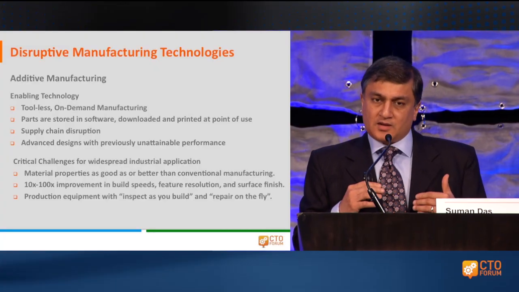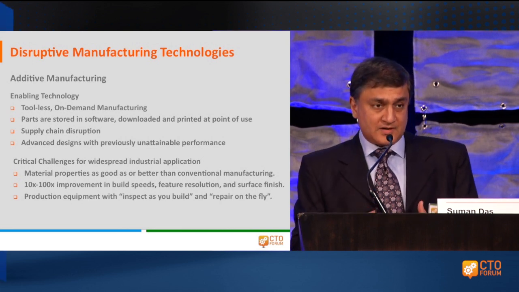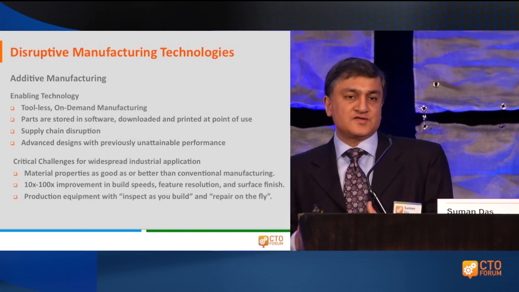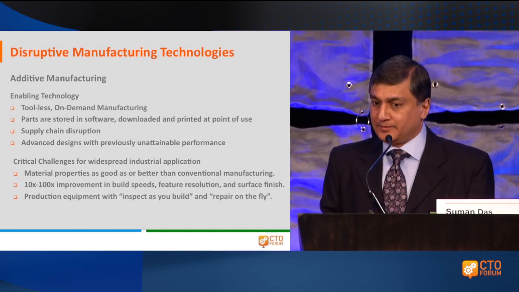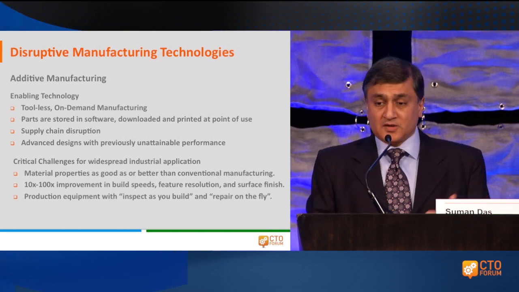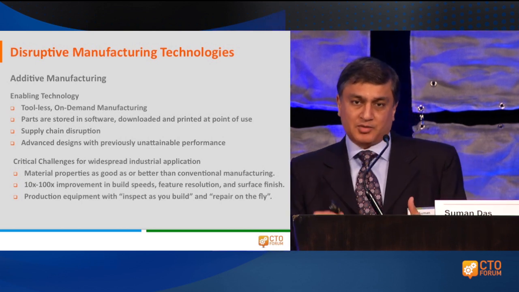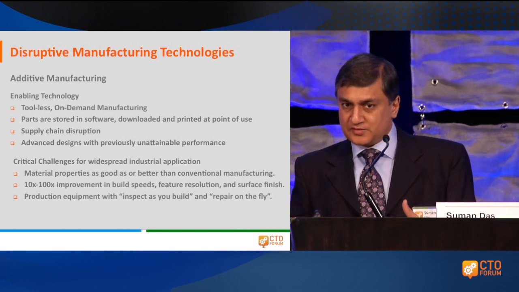So really what I'd like to talk about is two aspects of additive manufacturing. One is the set of enabling technology that is made possible. And some of this was addressed earlier, but really what we're talking about is toolless on-demand manufacturing. So additive manufacturing technologies that are truly disruptive will eliminate many sets of tools and many steps, and that is what industry is going to really move forward and adopt. Parts can be stored in software, we saw that earlier, downloaded and printed at point of use, but let's not forget that there are still going to be additional processing steps that are going to be required to produce the final parts.